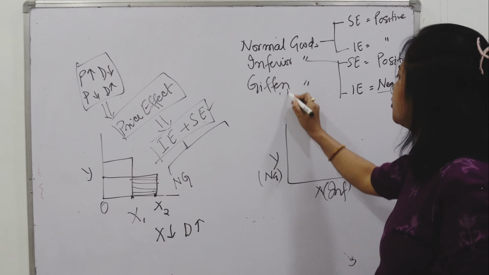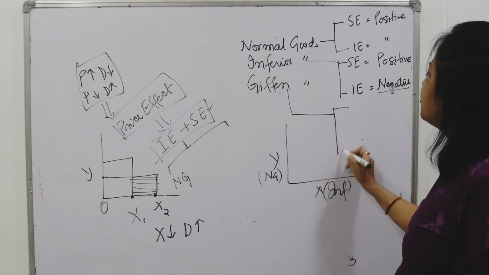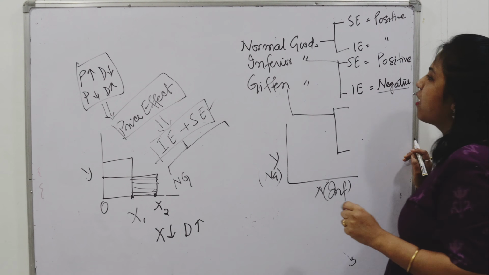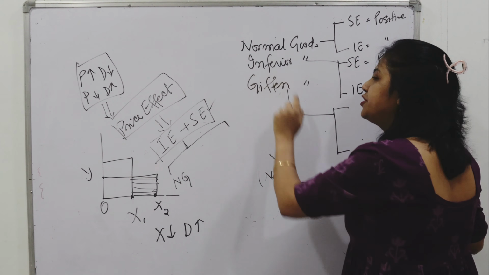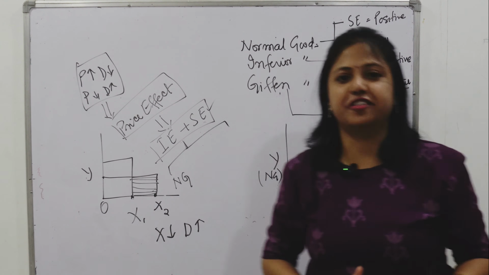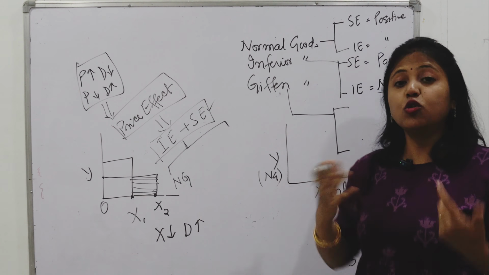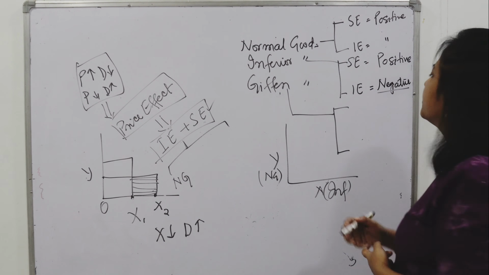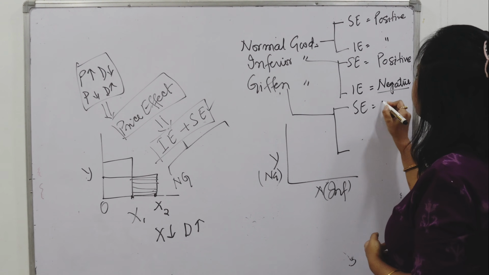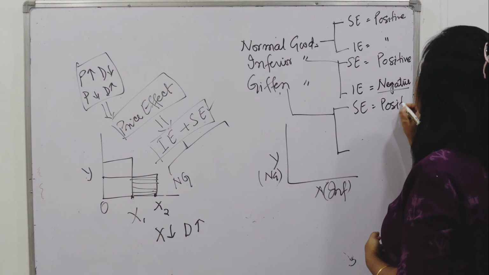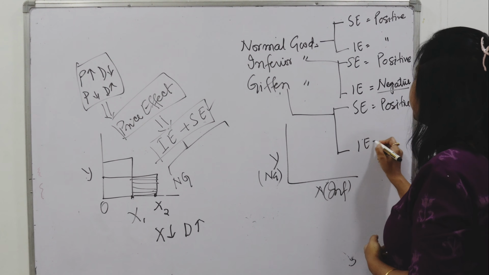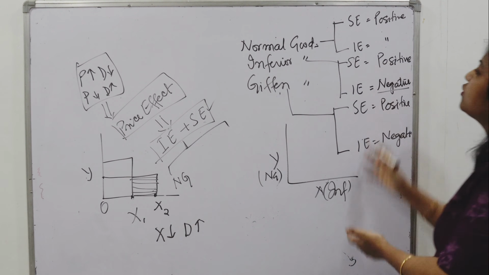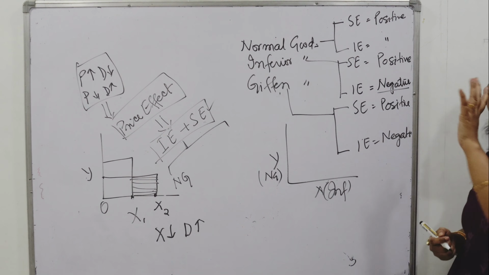Now coming to Giffen products. What are Giffen products? Giffen products are a type of inferior products. It is also a type of inferior product, but it is much more inferior. If this is inferior, it is the most inferior product. Now what will happen in case of Giffen products? In Giffen products also the substitution effect is positive, but the income effect is also negative. Then what is the difference between the two? Both look the same, inferior goods and Giffen goods.